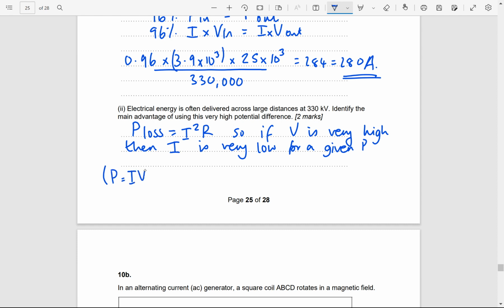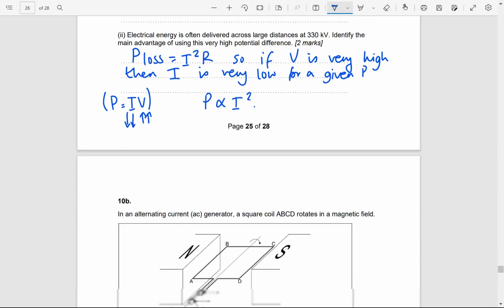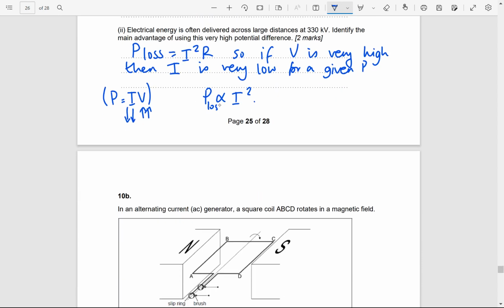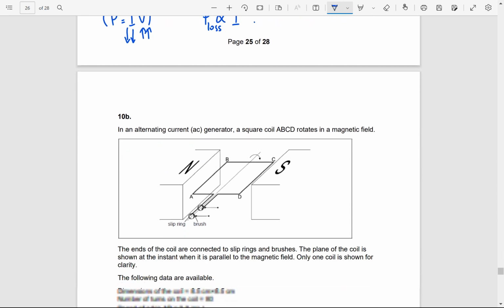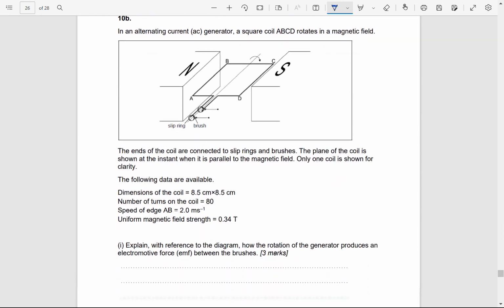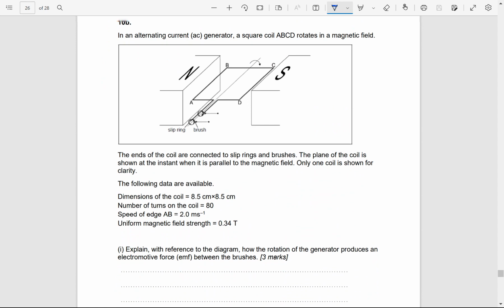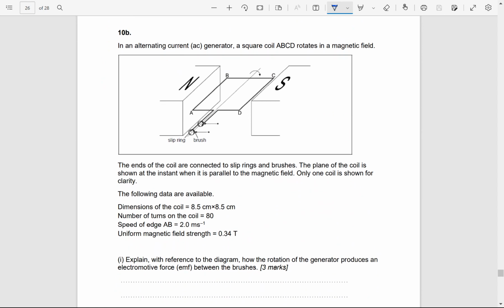And what I mean by that is P equals IV. So for a given value of P, if we make this one super duper high, we can make this one low to get a certain value of P, which is great. Because P is proportional to I squared. Power loss, I should say. Power loss is proportional to I squared. So keep that I low, keep that V nice and high.